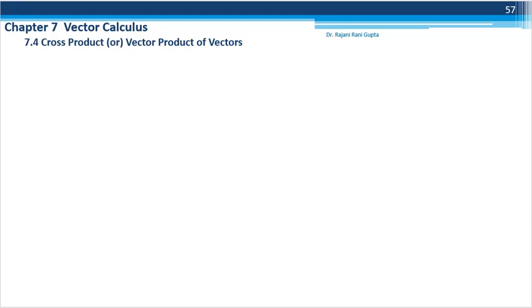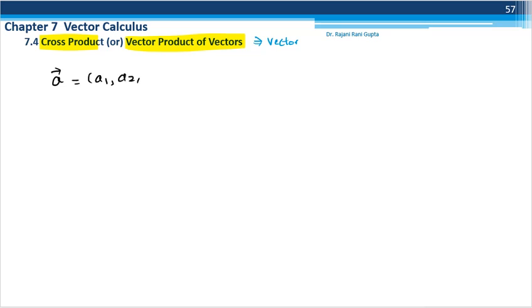Hello everyone. In this video, we are going to talk about the vector product or the cross product of two vectors. As the name says, vector product means the result of the product is going to be a vector quantity having both the magnitude as well as the direction. So let's assume that you have a vector A bar with the components, say, A1, A2, A3 and vector B bar with the components B1, B2, B3.